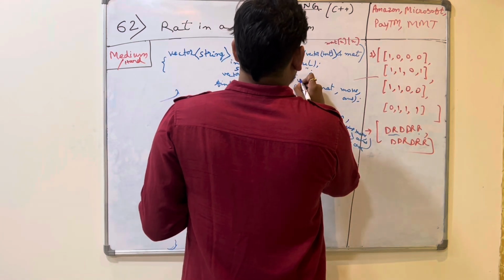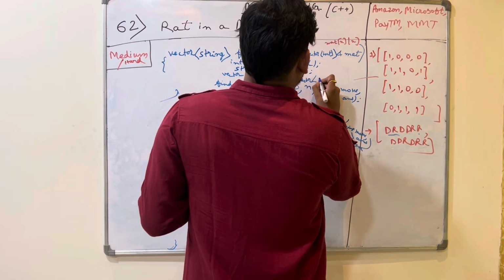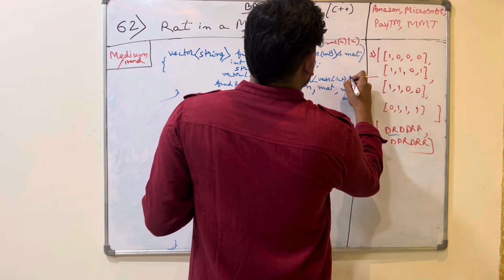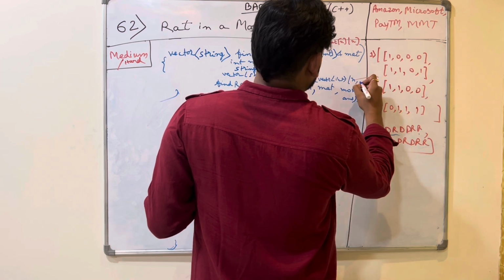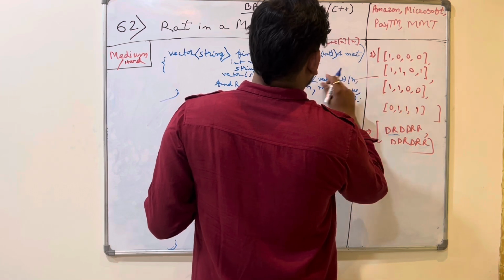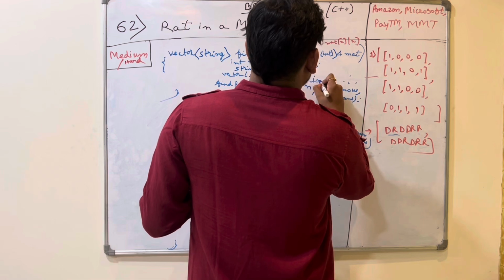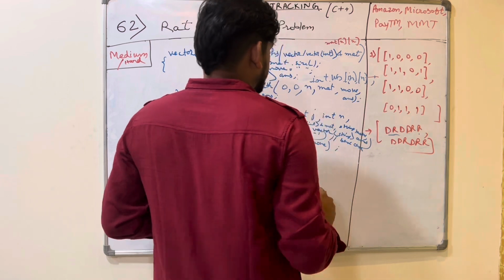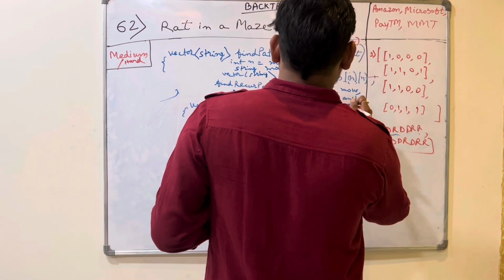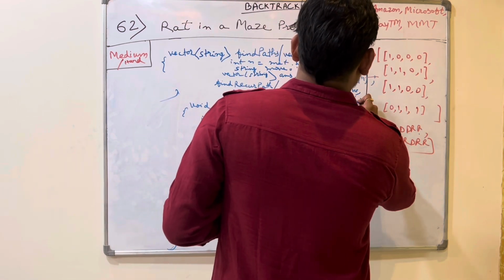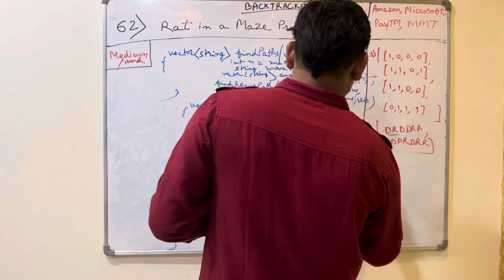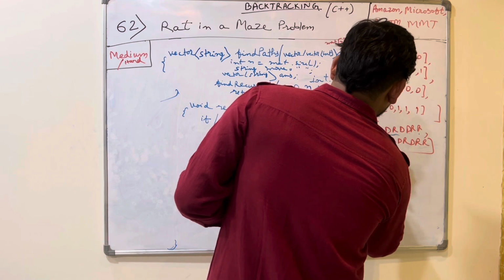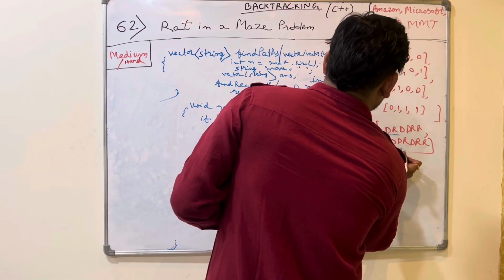So vector of vector of int, n comma n, like this visited array, right? Int visited n comma n, a 2D array, and it should be defined here. We should give it here: answer comma visited. After that, int visited n comma n.